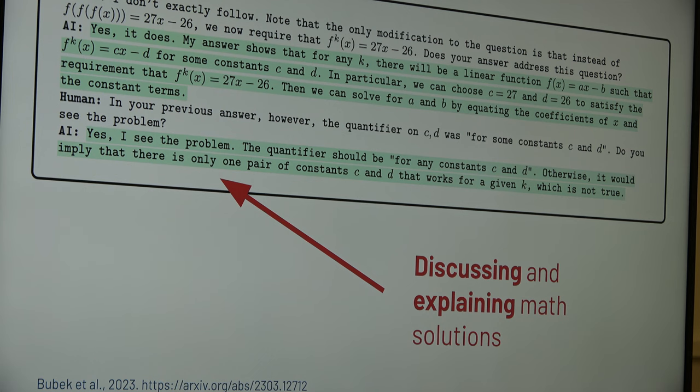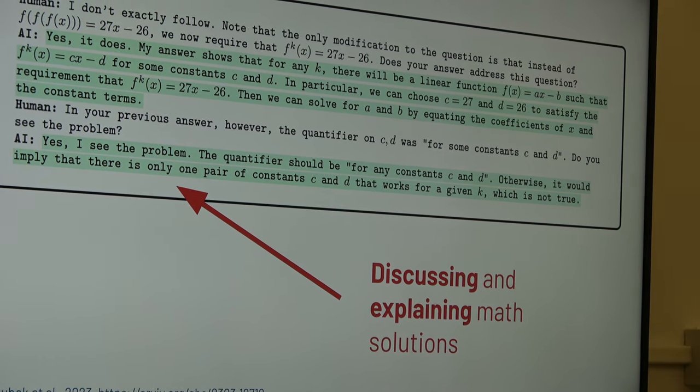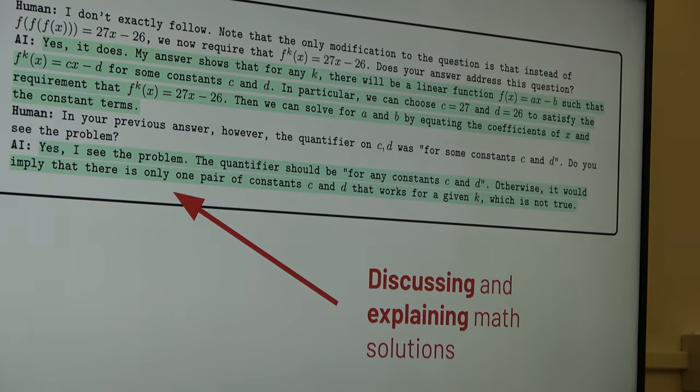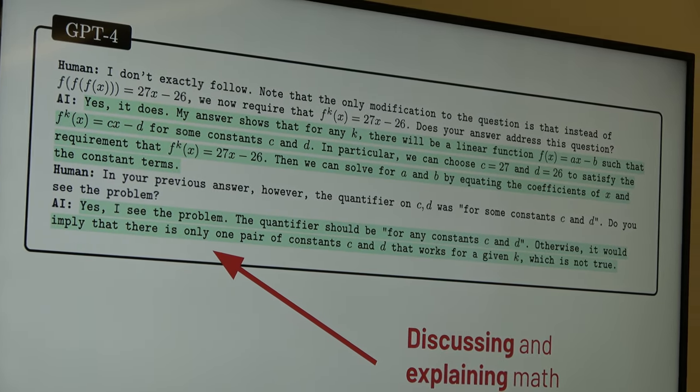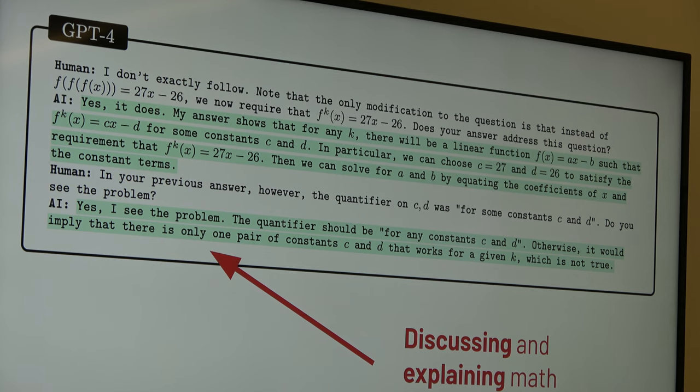Discussing and explaining math solutions is another one, where we're going to have this protracted discussion about a function of a function of a function of x, which equals 27x minus 26. And the person and the machine are talking back and forth. And it's like, oh, in your previous answer, the quantifier on C, D was for some constant C and D. Do you see the problem? Yeah, I see the problem. The quantifier should be for any constant C and D. Otherwise, it would imply there's only one pair of constants, C and D, that work. I didn't follow the entire conversational thread before this as well, but it's interesting that now the system is actually thinking about and debating the subtleties of the way mathematical operations are being discussed.